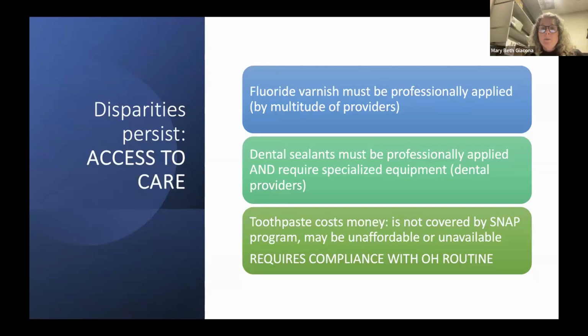And when it comes to toothpaste being used at home, toothpaste costs money. And surprisingly, it's not covered by the SNAP program. For a lot of people, toothpaste might be unaffordable or unavailable. Plus, as I mentioned over and over again, using toothpaste requires compliance with an oral health routine.